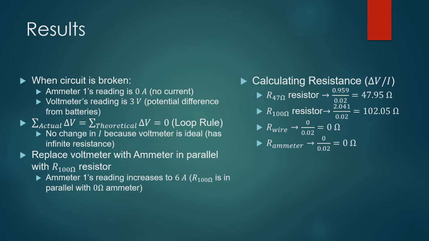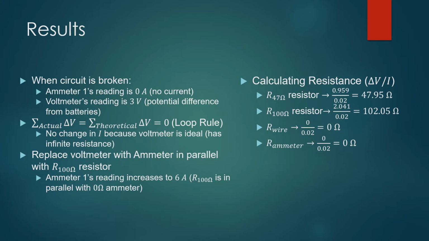So now for results, as I said, when the circuit is broken, there's no current through the circuit. However, the voltmeter's reading is 3 volts, which is equal to the voltage of the battery. Also, as I said, the sum of the voltages across each of the components is 0 volts, and this is due to the loop rule.